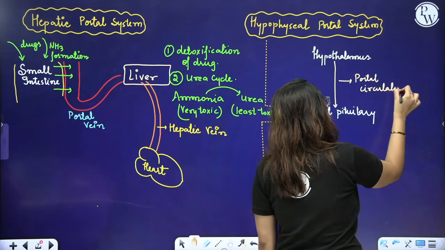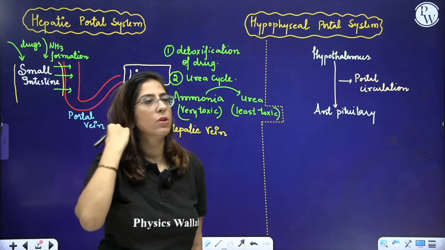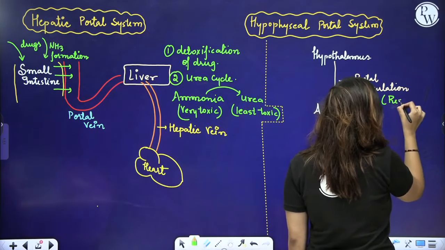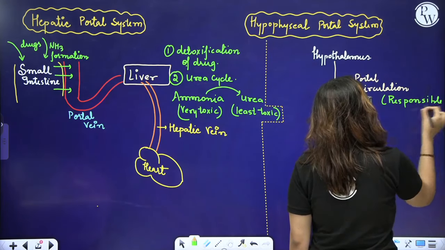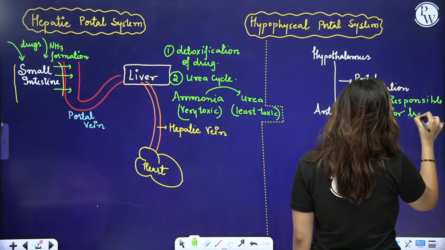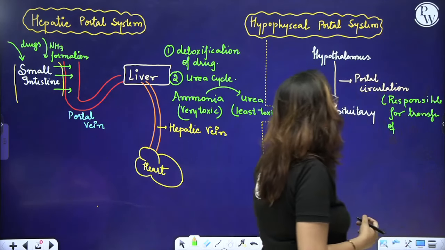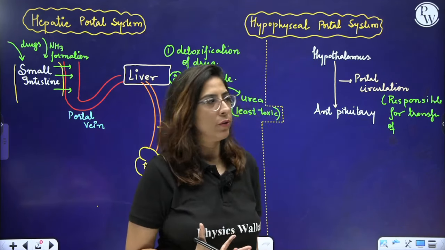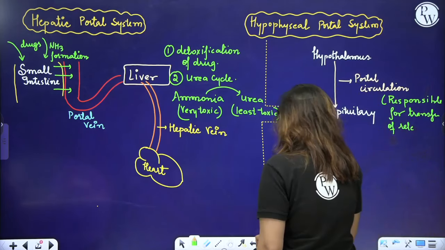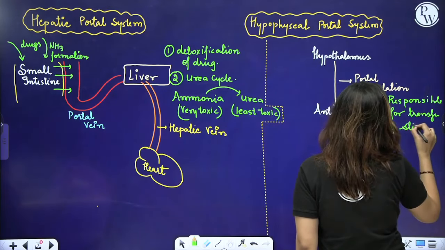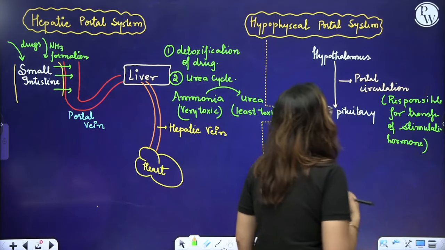And what is the importance of this portal circulation? What is the importance, guys? The importance is that this particular portal circulation is responsible for this, because the hypothalamus controls the hormones which are released by the anterior pituitary, right? So the hypothalamus releases the releasing hormone, responsible for transport of the stimulating or inhibiting hormone. And this is how they control the anterior pituitary.